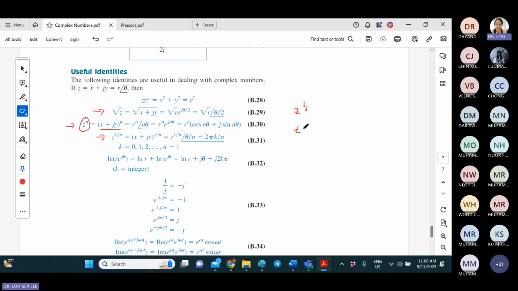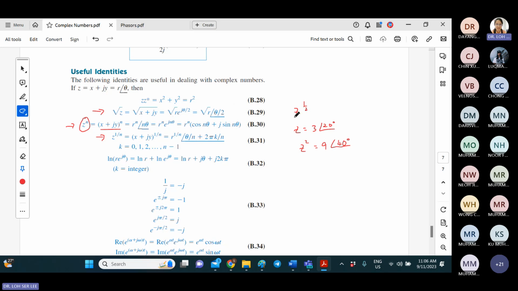So for example, if your z is 3 at 20 degrees, then z to the power of 2 will be 3 squared, 9. And for this 20 degrees, we multiply by 2, we get 40. This is how we find the power of a complex number. When you have a power of n, your r will be to the power of n, and for the theta, we just multiply by n.